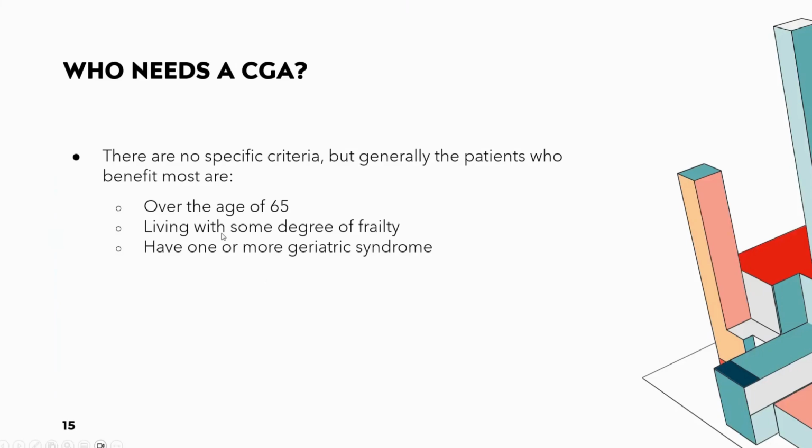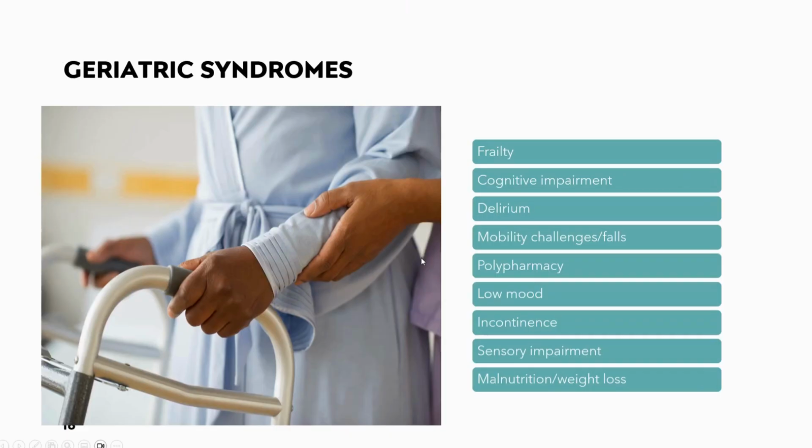So who needs a CGA? There isn't really a criteria for who should receive one, but in an ideal world, anyone over the age of 65 living with some degree of frailty, and we'll talk about that diagnosis of frailty in a bit, and who has one or more geriatric syndromes. These are our geriatric syndromes, and I'll leave them there for you to read.